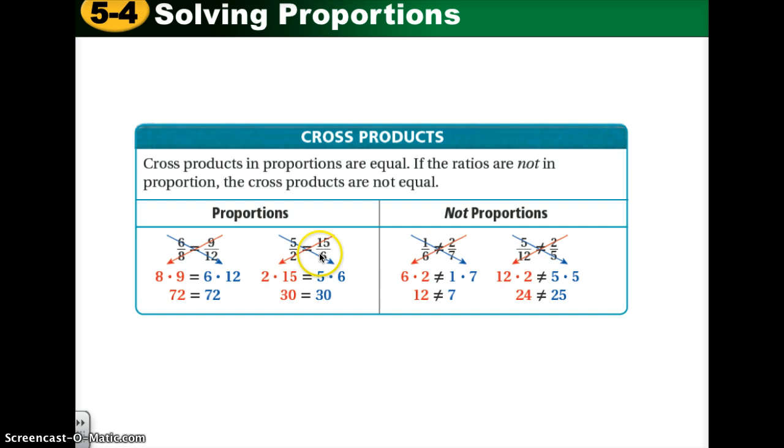Same thing, 5 times 6 is 30, 15 times 2 is 30. They are equal. That means that 5 over 2 and 15 over 6 are a proportion. In the event where we multiply the diagonals and do not get equal numbers, for example, 1 times 7 is 7, 2 times 6 is 12, they would not be a proportion. And 5 times 5 is 25, 12 times 2 is 24, they are also not in proportion. So to check if something is in proportion, take the two ratios, multiply the diagonals, and see if they're the same.